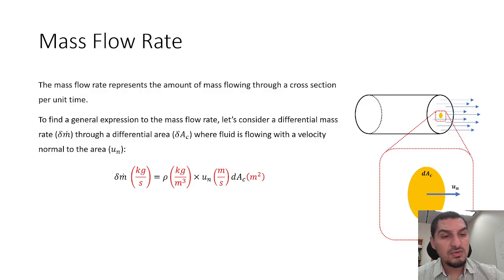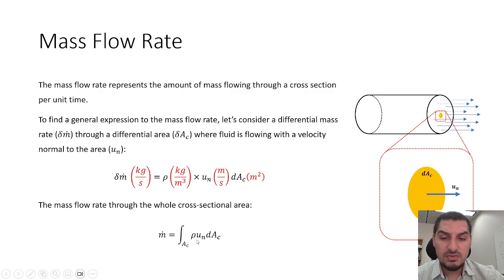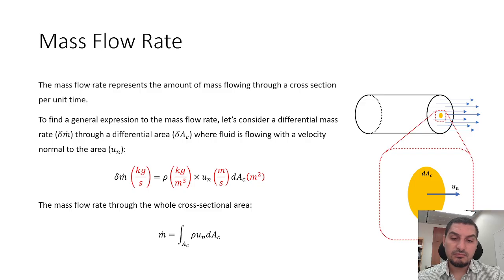And if we want to get the mass flow rate over the whole cross-sectional area, we can do the integration, meaning that we will integrate dm over the whole cross-sectional area to get m, and it's going to be rho u_n dA_c, the integral of this over the whole cross-sectional area. So this is the expression that we use for the mass flow rate.